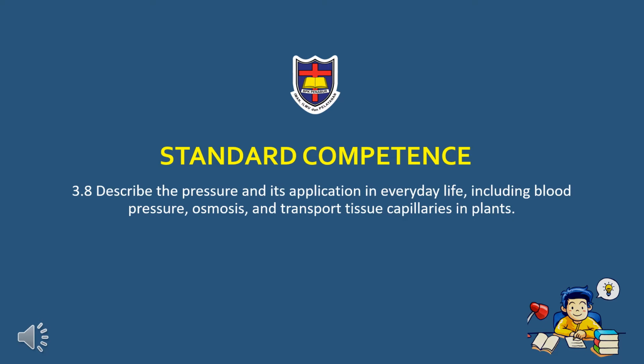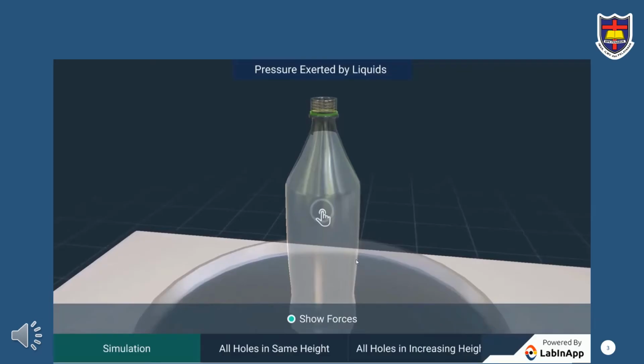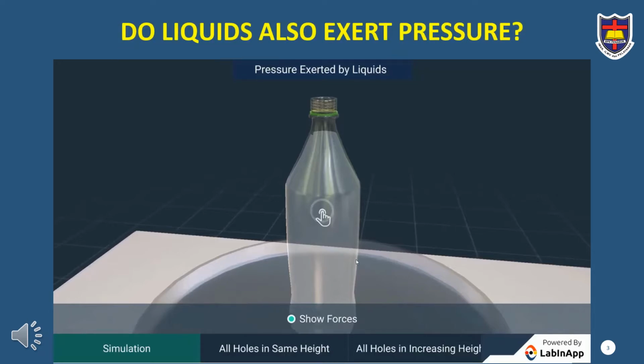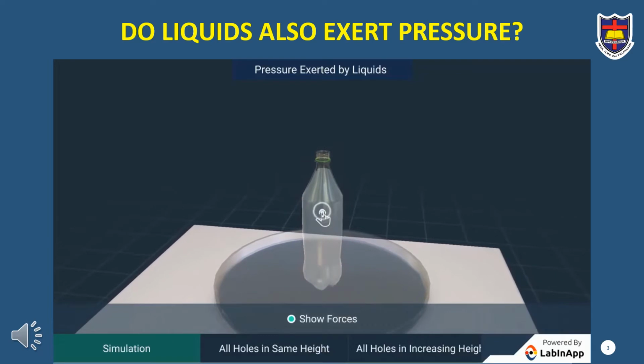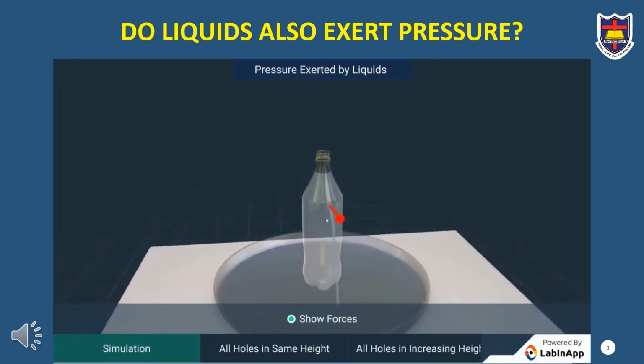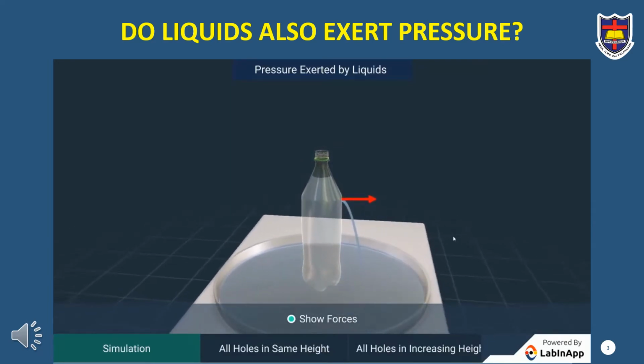in the plants. Alright, in the previous lesson, we have learned that solids exert pressure, right? I have a question for you. Do liquids also exert pressure? Yeah, the answer is yes. Liquids also exert pressure. Okay, let's see how liquid exerts pressure by doing a simple experiment.